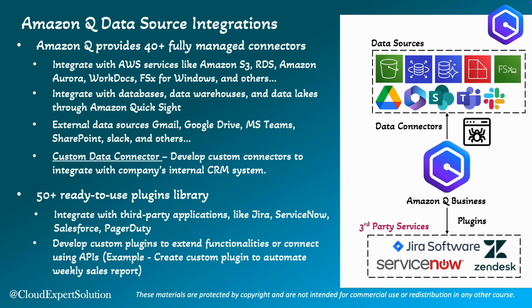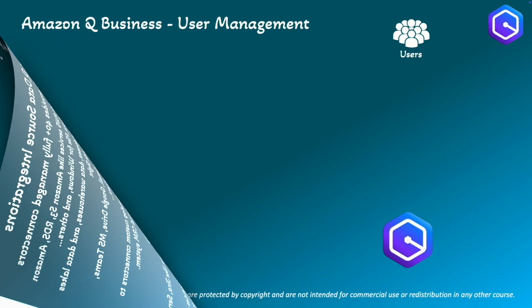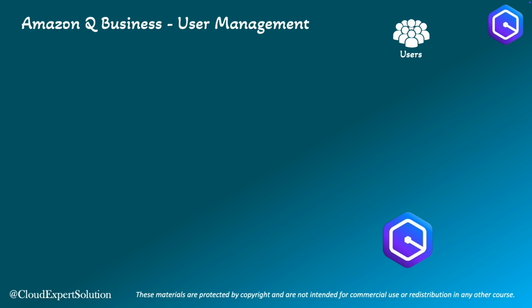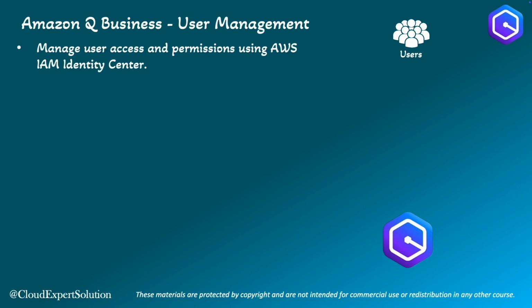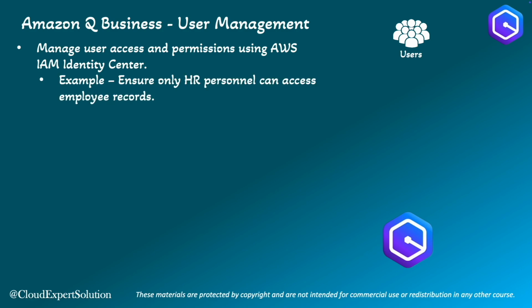natural language. Now you must be wondering, since Amazon Q Business has access to all my data and the entire organization will be using the Gen AI powered chat hosted by Amazon Q Business, how can I limit certain information to specific users? For example, if I want to restrict access to employee records exclusively to my HR department, how can I achieve that? The answer is Amazon Q Business User Management. You can manage user access and permissions using AWS IAM Identity Center. As an example, you want to ensure only HR personnel can access employee records, not other employees.